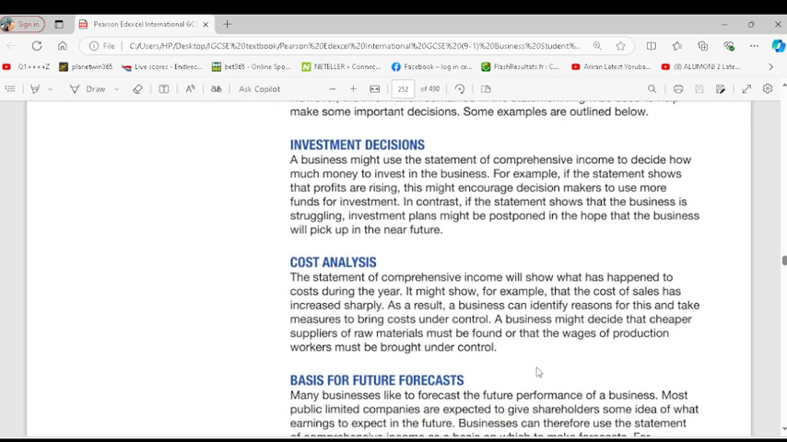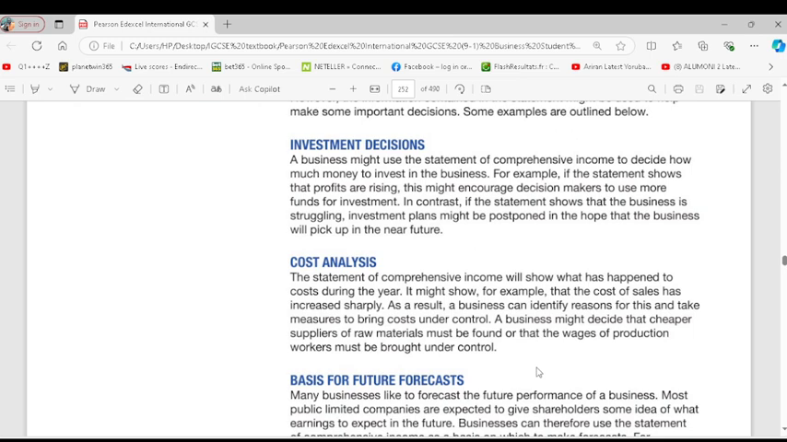Number one, we use our statement of comprehensive income to make investment decisions. Should we continue putting money into the business or not? That will be decided by the profit we make. If the profit for this year is higher compared to the previous year, then we can continue the investment. Do you get the point here? Yeah, sure. So, the statement of comprehensive income can be used to decide if investment should continue with the business or not.